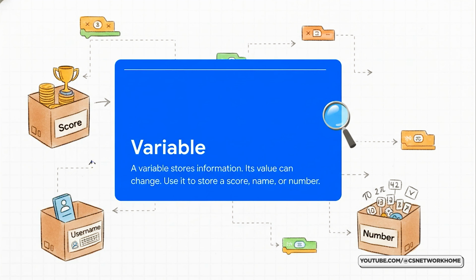So what in the world is a variable? Honestly, the best way to think about it is as a labeled box. It's a place where you can store a piece of information, like a player's score, or user's name, or just some random number. It's basically your program's memory, and the info inside that box can change as the program runs.